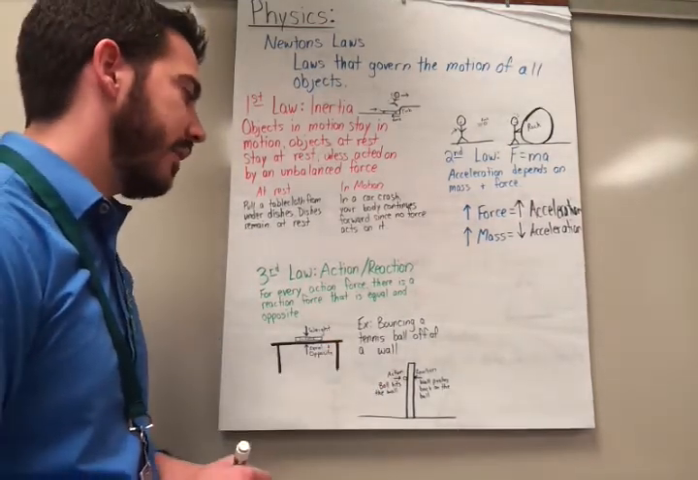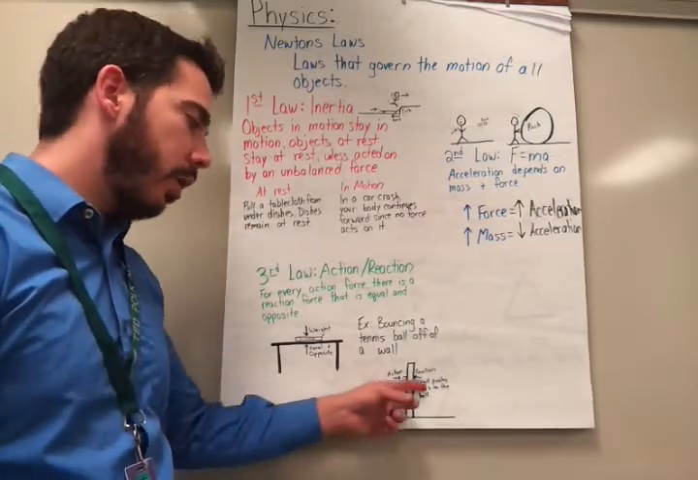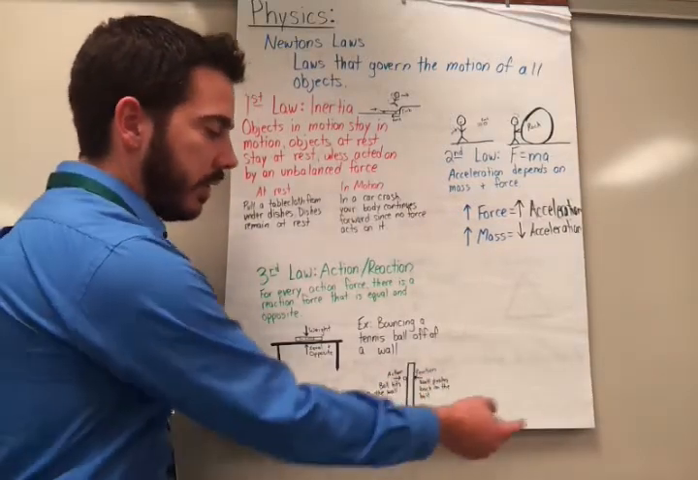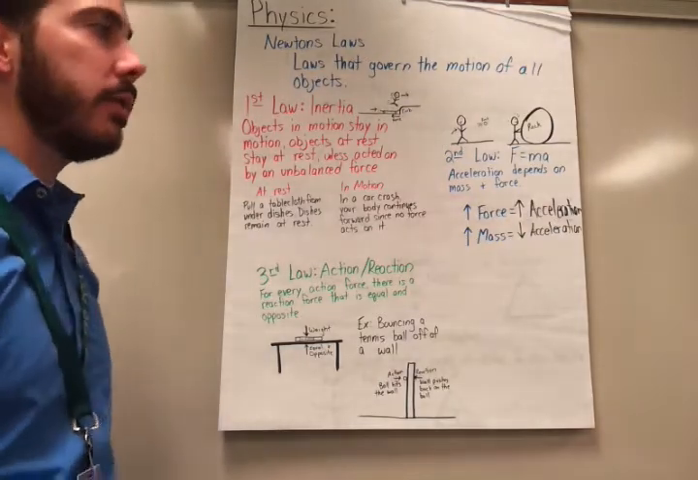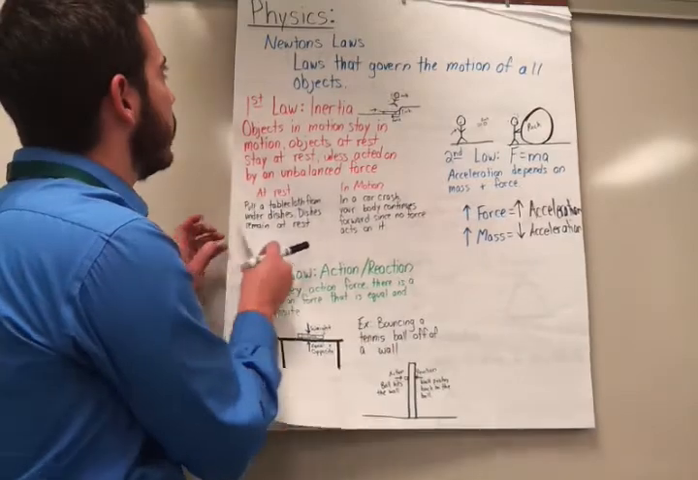Another example would be bouncing a tennis ball off of a wall. The action force is that the ball applies a force to the wall, and the reaction force is that the wall pushes back on the ball. That's why it would, of course, bounce. So that's it for Newton's laws.